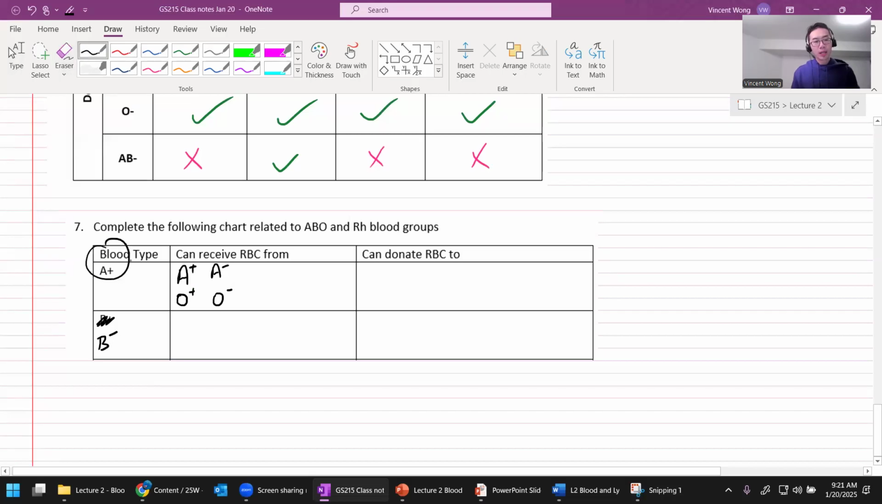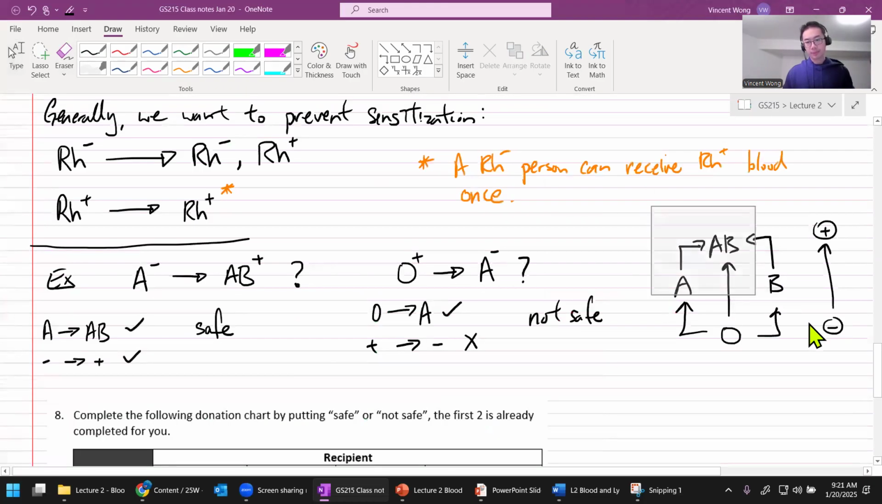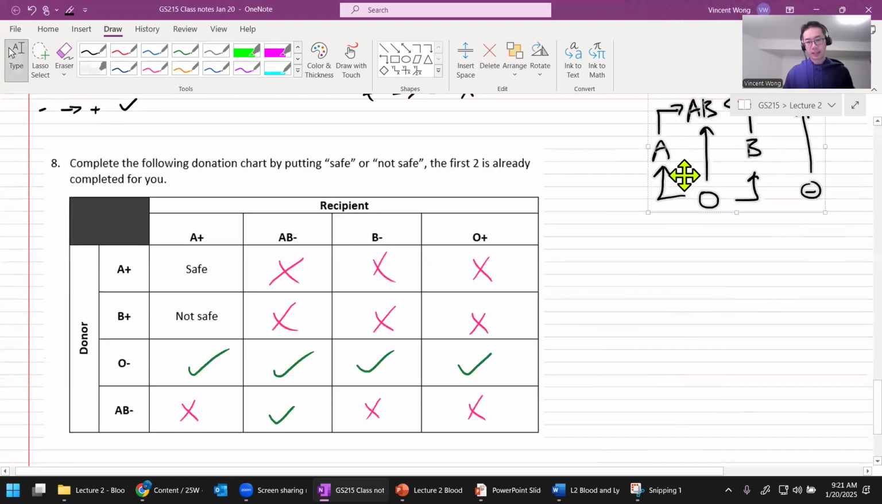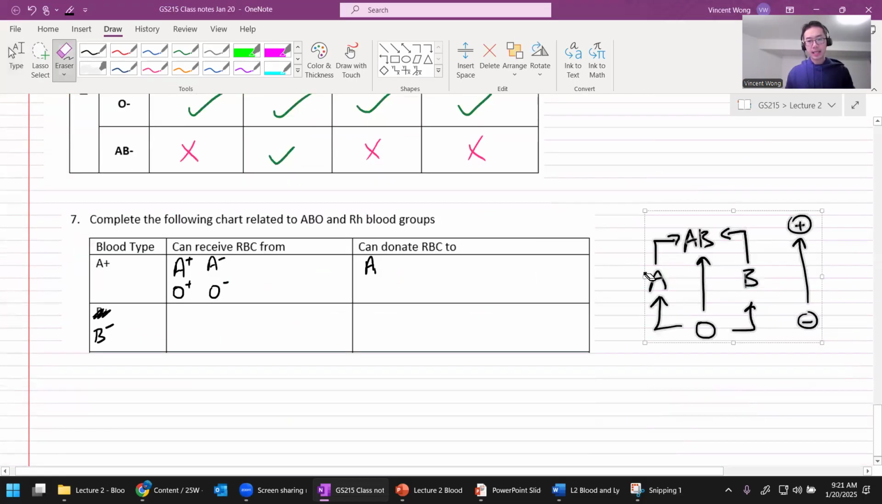Who can you donate the blood to? A can donate to other A's. And if you follow the donation table here, let me just move it down a little bit, you can see A can donate to AB as well. And since they are positive, they can only donate to other positive people because otherwise they will sensitize the negative person, and we don't want that.